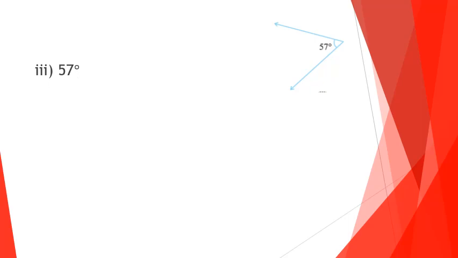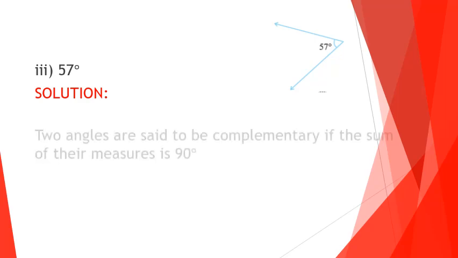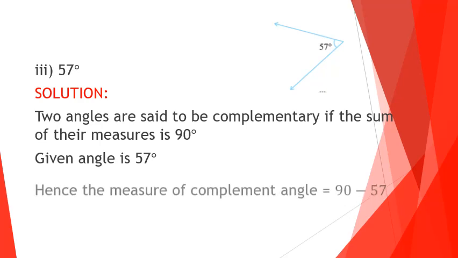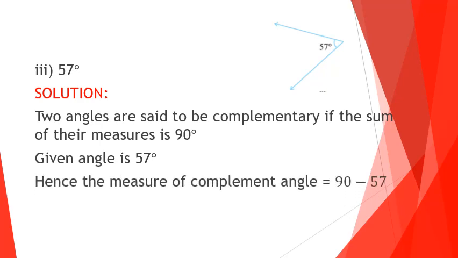Third question, given angle is 57 degree. Two angles are said to be complementary if the sum of their measures is 90 degree. Given angle 57, hence the measure of complement angle is 90 minus 57 equal to 33 degree.